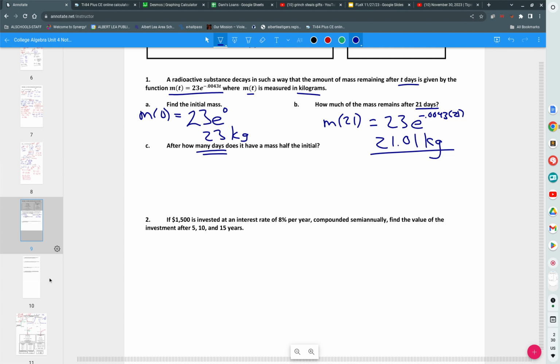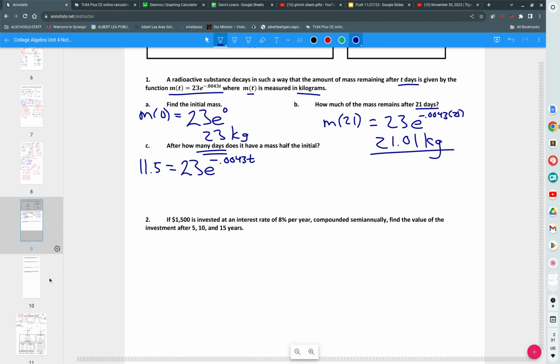If the mass is half of the initial mass, what is my mass? So 11.5 is equal to 23e to the negative 0.0043 t. That is my equation I'd like to solve. Please pause for a second and recognize that a week ago you had no clue how to solve that, and that looked extremely challenging. Is anybody scared about solving that now? No. Okay, what do we do?